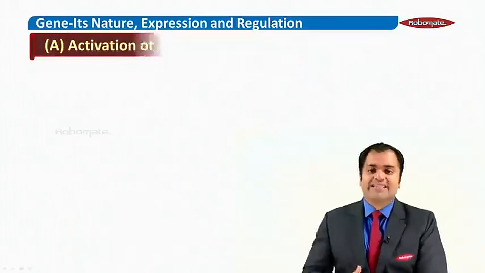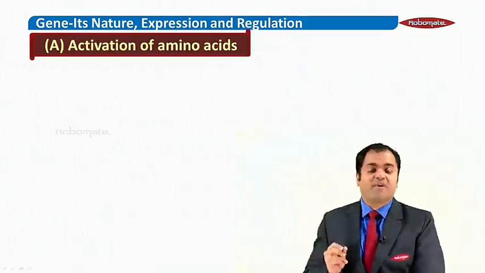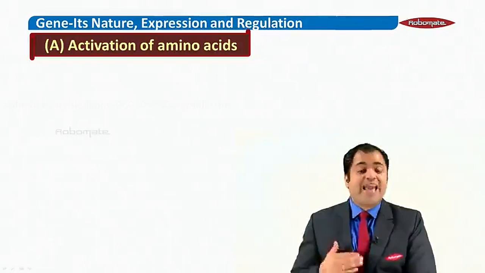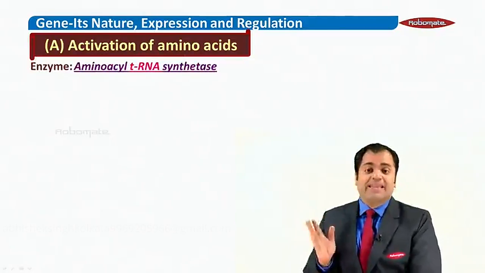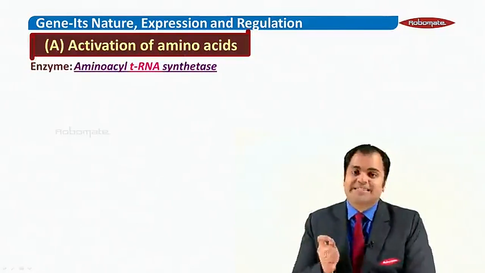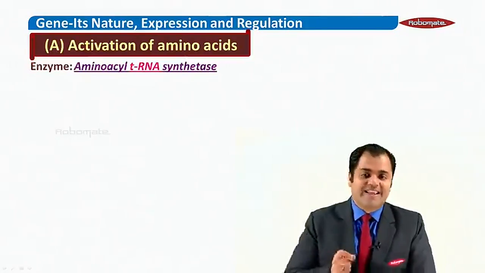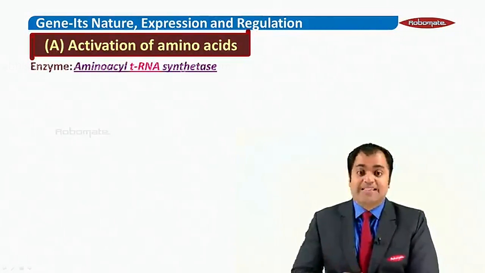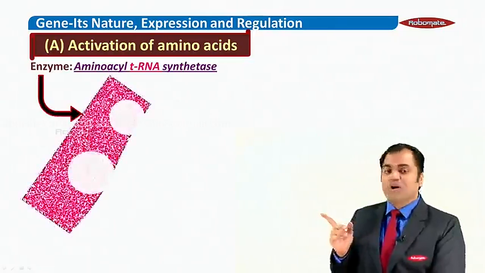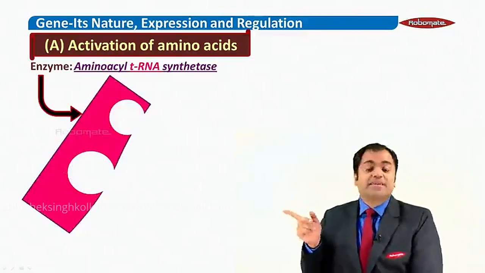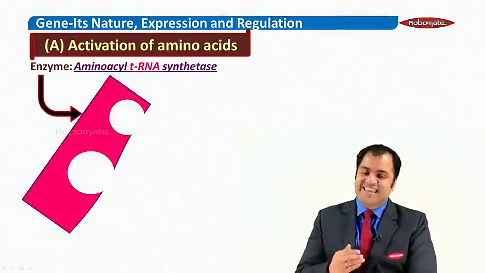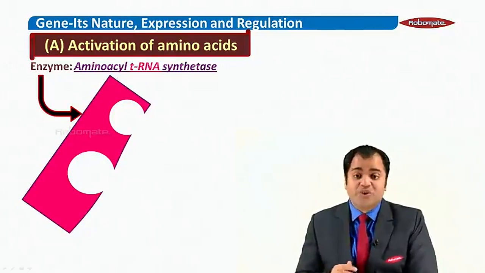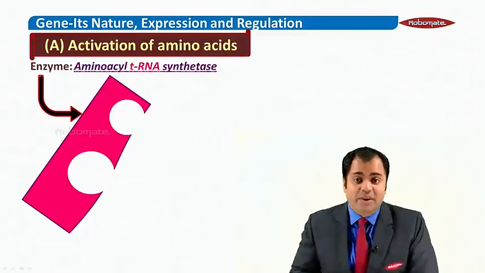Moving on, let us see how the activation of amino acid takes place. For the activation of amino acid, we require a very important enzyme, and the enzyme is amino acyl tRNA synthetase. Let us see how this enzyme looks. There you go. What I've shown you here is a molecule of the enzyme called amino acyl tRNA synthetase. Right? What will it do? It will first bind to the amino acid.